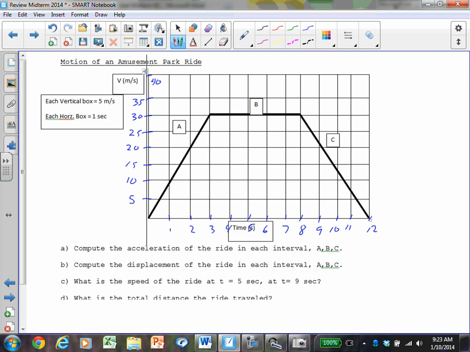Acceleration is the slope. Didn't you listen to what I just said? All right. Oh, all right. Sorry. That wasn't very nice.